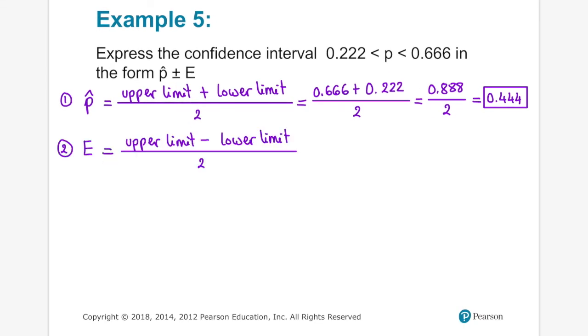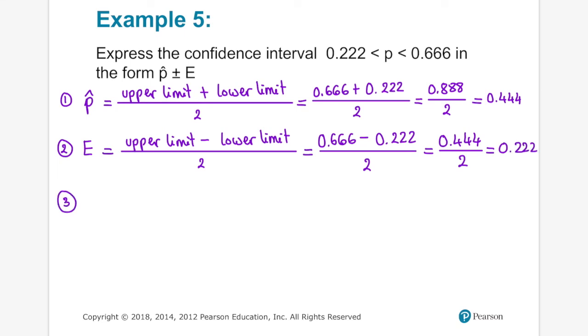E equals upper limit minus lower limit divided by 2. My upper limit is 0.666 minus my lower limit 0.222, divided by 2. And that is 0.444 over 2, which is 0.222. Next, I want to express the interval p hat plus or minus E. P hat is 0.444 plus or minus E, which is 0.222.